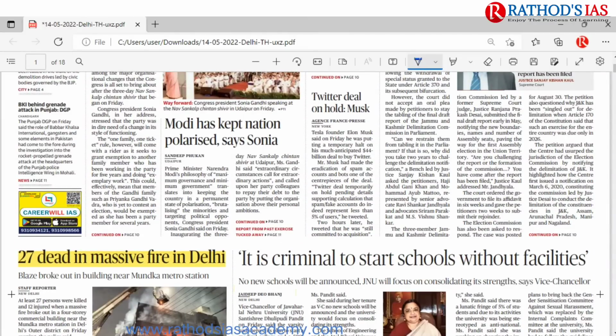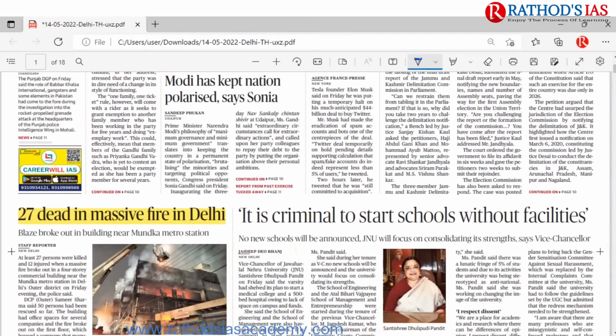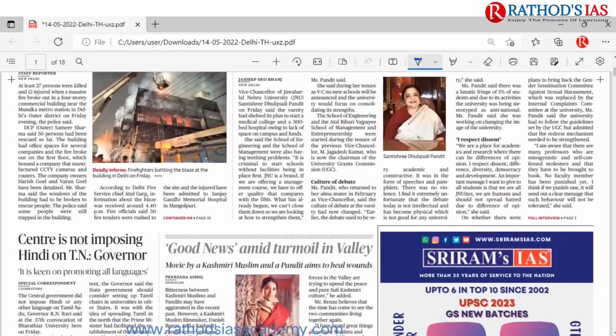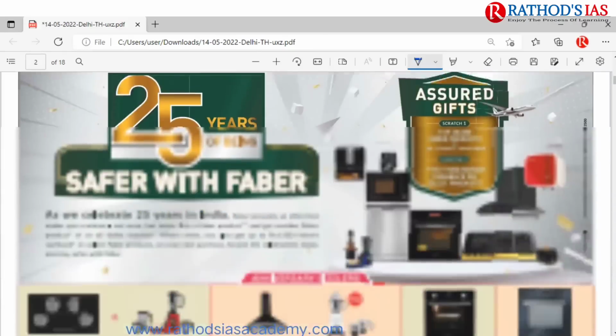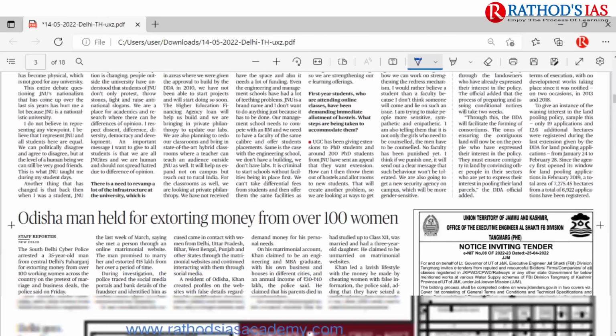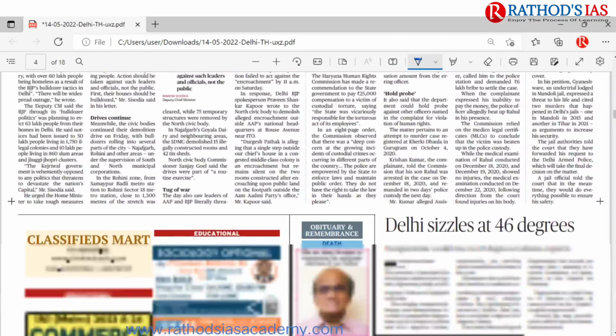And next topic is regarding 27 dead in massive fire in Delhi. This article, which is talking about fire accidents, mainly comes under disaster management. We need to talk about some important steps that can be taken regarding preparedness, rehabilitation, and also during disaster and post disaster. So this will be important from your mains point of view. And you can leave this page, there is nothing much important in the city page.